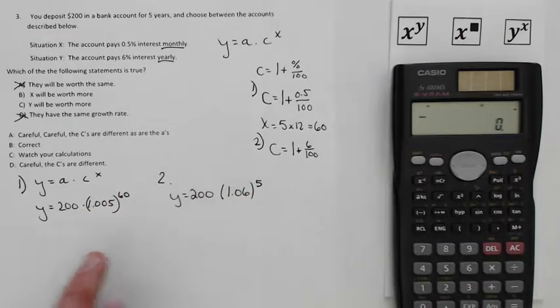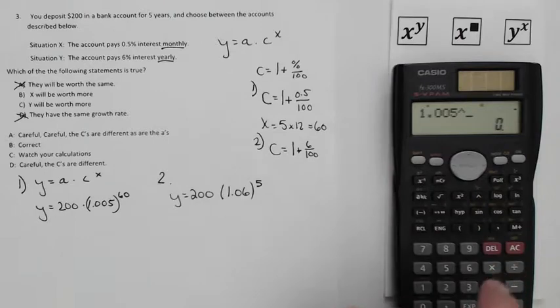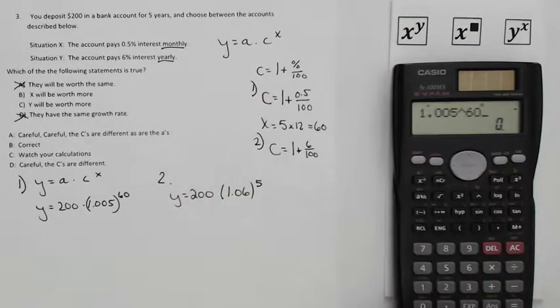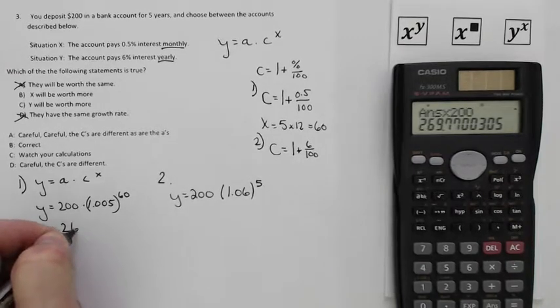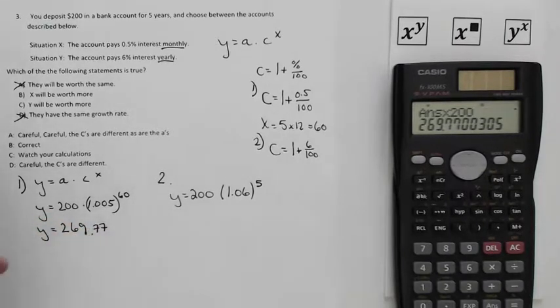So now I'm going to evaluate. 1.005 to the power of, so that's this button on my calculator, or maybe one of those on your calculator, 60, hit equals, and then times that by the initial value of 200, and you're going to get $269.77. For situation number 1, or what we call x.